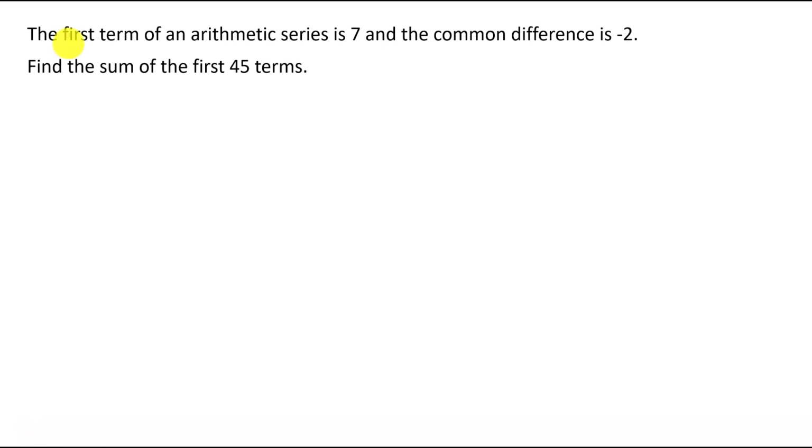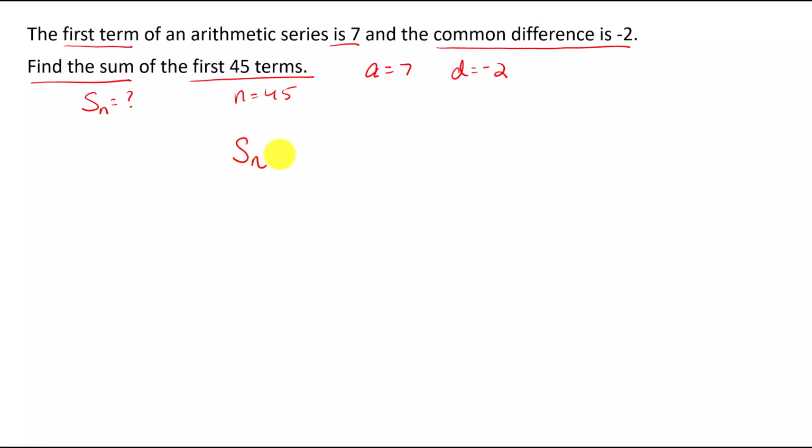Okay, so we're told that the first term is 7, so a equals 7. The common difference is -2, so d is -2. And then we're asked to find the sum, so we don't know S sub n, that's what we're trying to find, of the first 45 terms, so n equals 45. And again, although you have this on your notes, my formula for sum is 1/2 n times the quantity of 2a plus n minus 1 times d. Okay, and so now I'm just going to plug in.